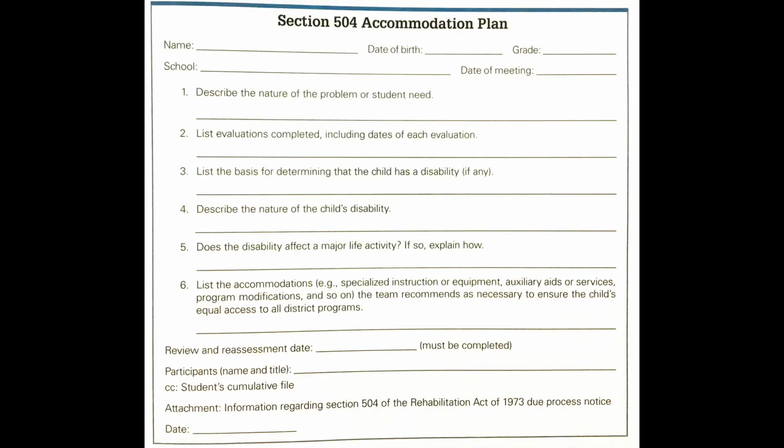So, this is an example of an accommodations plan. I think kaya nating gawin ito. First, we need to ask the nature of the problem or the student's need. Ano ba yung kondisyon ng bata? What evaluations have been conducted to determine that special needs? As well as the basis for determining that the child has a disability if you have any other basis. And then describe the nature of the child's disability. So, ano yung nature?